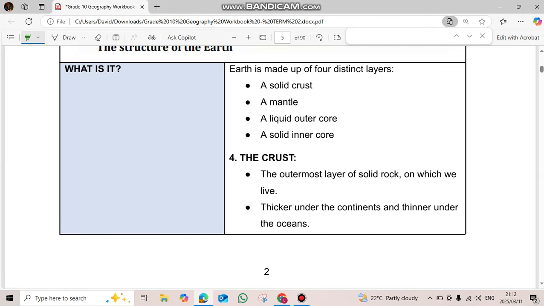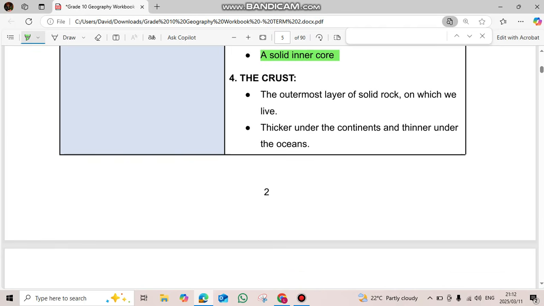So what is it, and what does all of that mean? It's important that you're able to label a diagram where you mention the outermost layer is the solid crust. Below that, we find our very warm semi-molten layer, which is referred to as our mantle. Just below the mantle, we find our liquid outer core, and in the very center of the Earth, we find our solid inner core. So what are the characteristics of each of these layers then? Let's look at the crust.